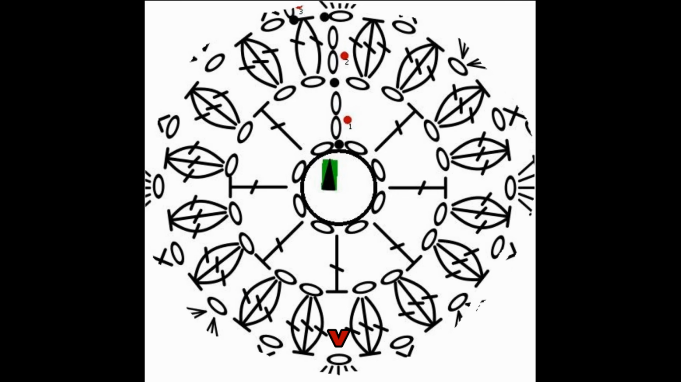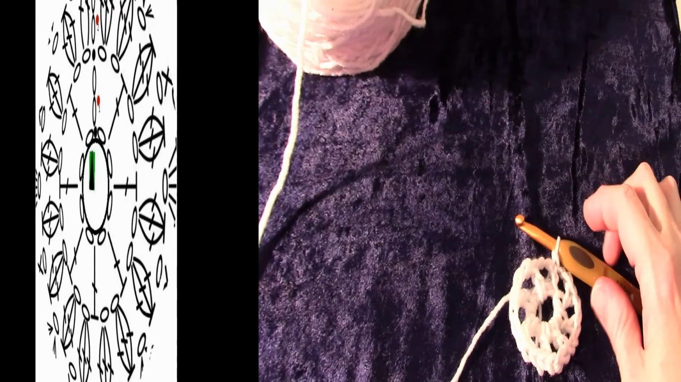So what we're going to do is do 2 clusters, but also look, each of the 2 clusters is separated by a chain. So it's cluster, chain 1, cluster in the chain 2 space, chain 1, cluster, chain 1, cluster in the chain 2 space, chain 1, cluster, chain 1, cluster in the chain 2 space. We're going to do that all the way around.